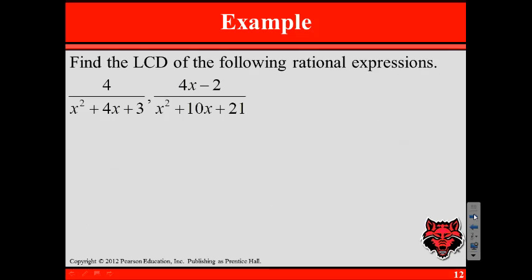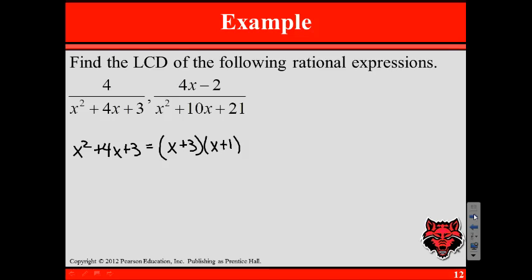We want to find the LCD of the following rational expressions. Again, when we say least common denominator, we are only concerned with the denominators on each term. So we start by writing the factorizations of each denominator. Now hopefully you are very proficient at factoring by now, or you're able to do this on your own. x squared plus 4x plus 3, once you take the time to factor, you will get x plus 3 times x plus 1.